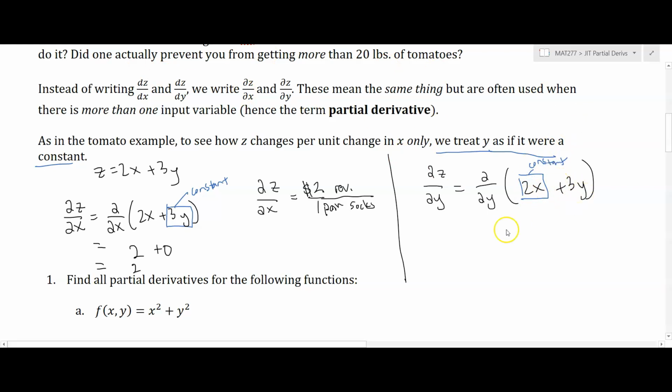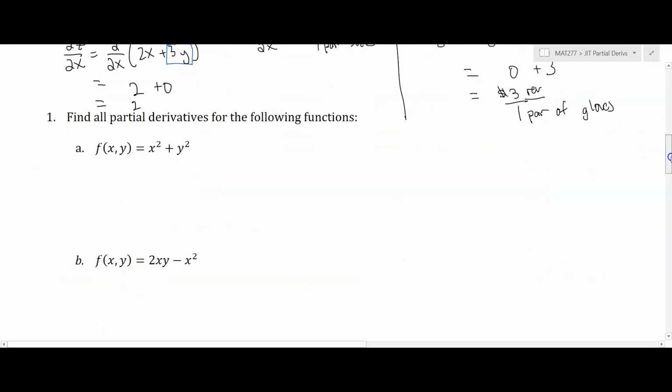And therefore, the derivative of 2x will be 0. The derivative of 3y with respect to y will be 3. And so we'll get an answer of 3 over 1, which is dollars of revenue. But now we changed y, which was the pair of gloves, per 1 pair of gloves. So that's where we would want to use derivatives to see how does z change if you only change one quantity. Here are some examples.